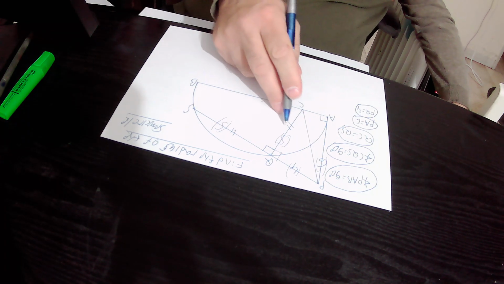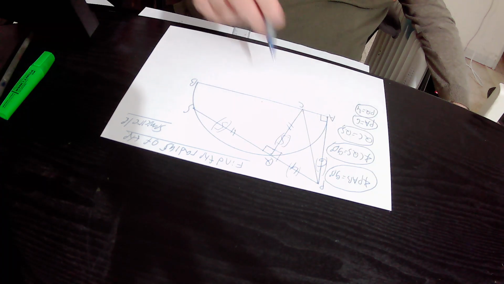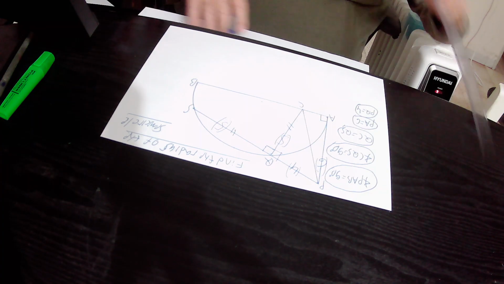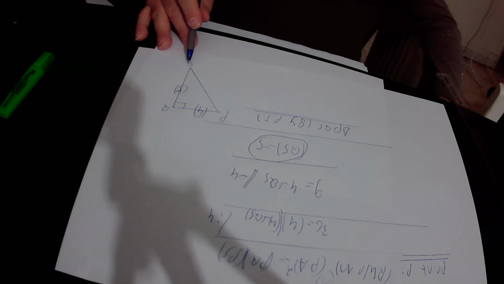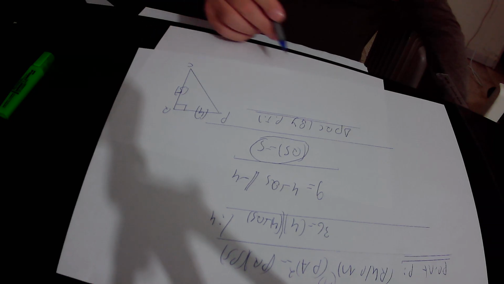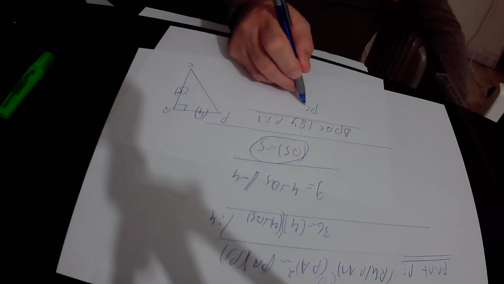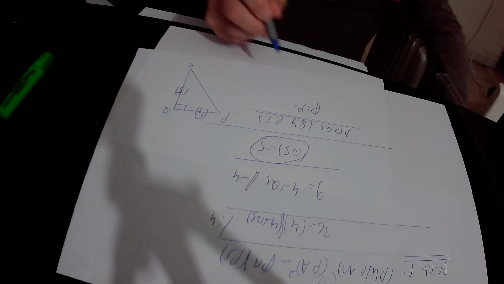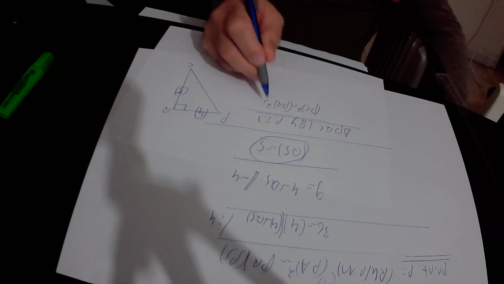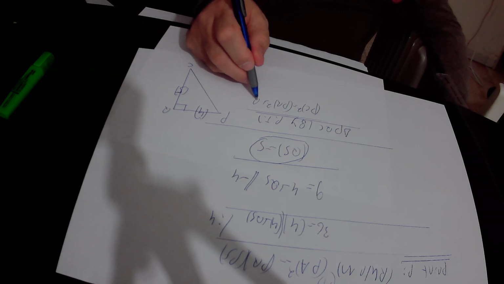Side QC equals 5 units and PQ equals 4 units, according to what is given in the question. This is the right triangle PQC that I copied from the original drawing. In this right triangle PQC, according to the Pythagoras theorem, PC square, that is the square of the hypotenuse, equals PQ square plus QC square.